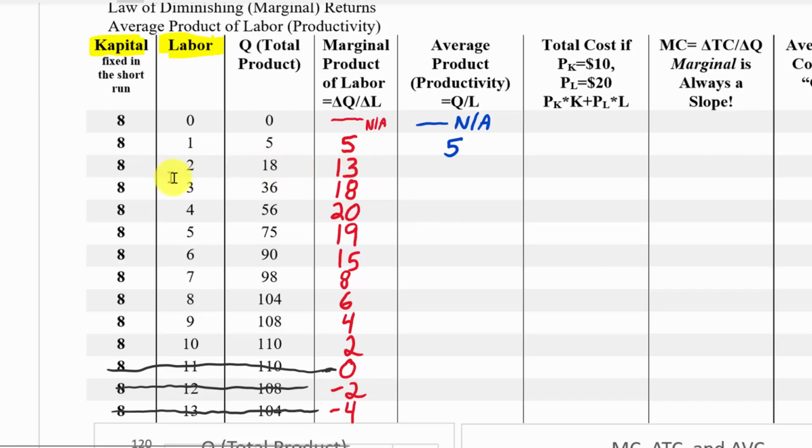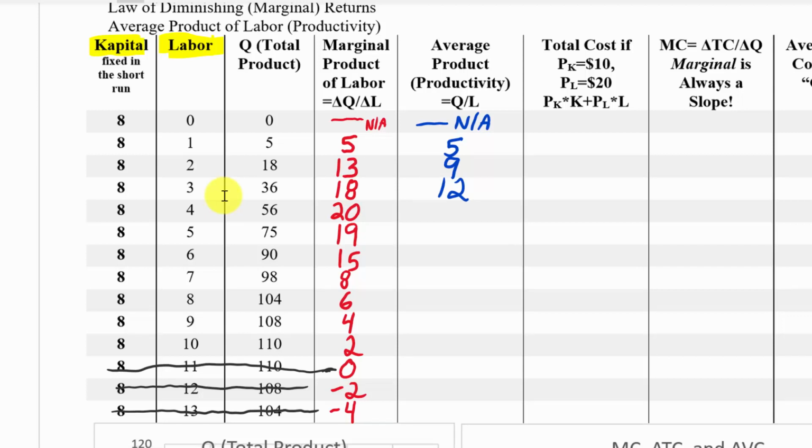18, Q, divided by L, 2. 18 divided by 2 is 9. 36 divided by 3 is 12. And what this is giving us is output per worker on average.